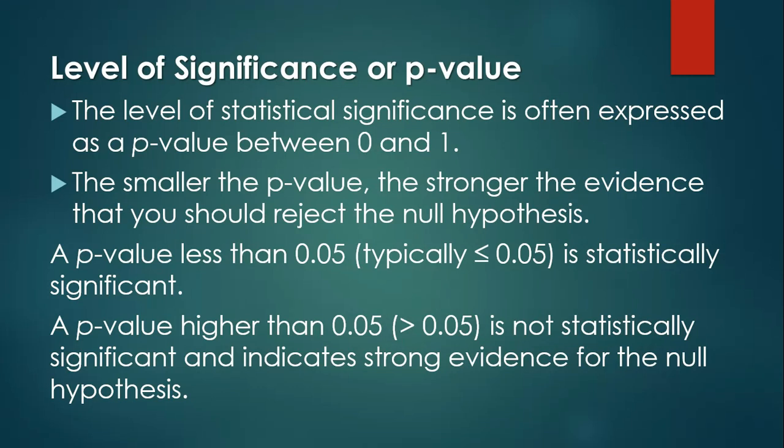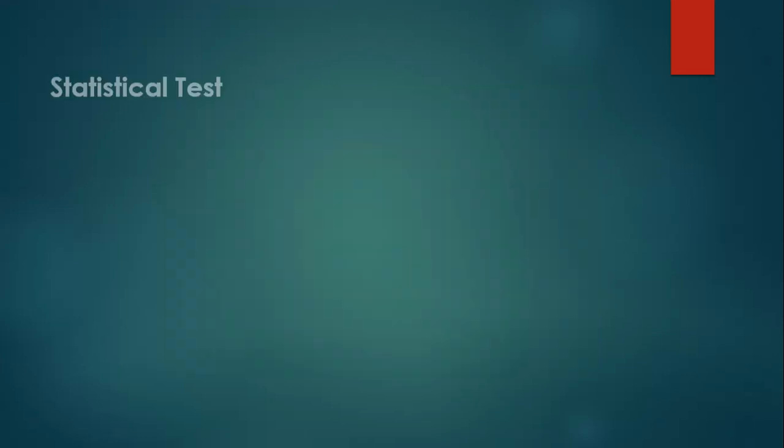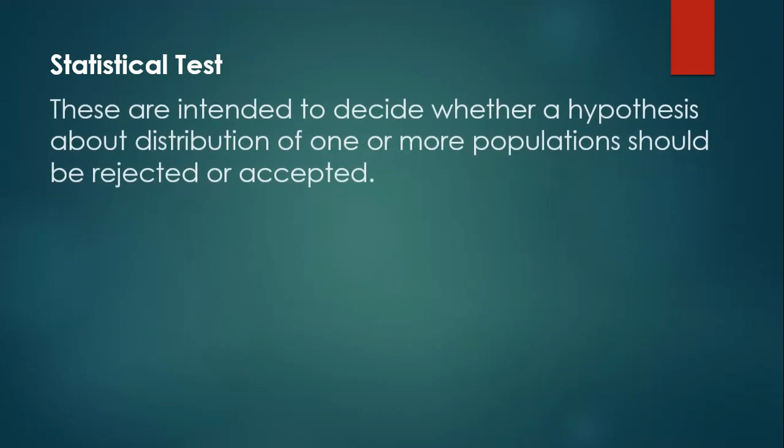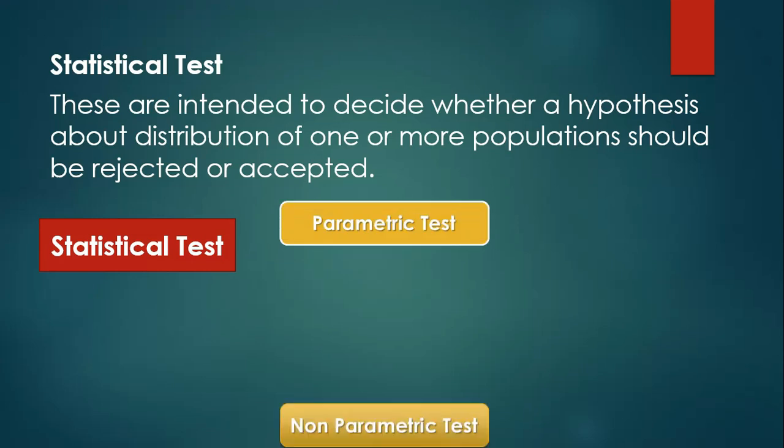This means we retain the null hypothesis and reject the alternative hypothesis. Next, we will move on to statistical tests. These are intended to decide whether a hypothesis about the distribution of one or more populations should be rejected or accepted. Statistical tests are mainly divided into parametric tests and non-parametric tests.